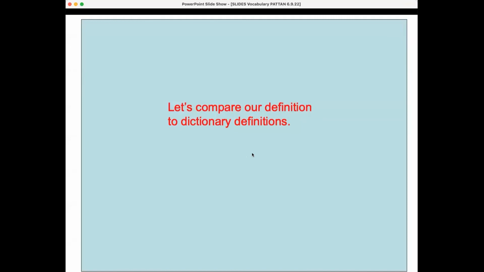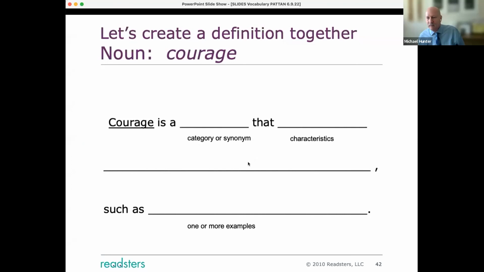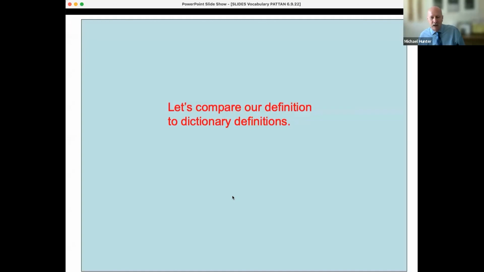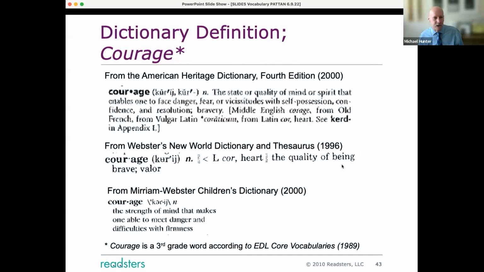And then what type of trait or characteristic is it? You know, it's one of heroism, bravery, those sorts of things. And then you might give an example. But just think about, if you use that template and came up with one, now let's see what a dictionary might say. So the American Heritage Dictionary says, a state or quality of mind or spirit that enables one to face danger, fear, or vicissitudes with self-possession, confidence, and resolution; bravery.